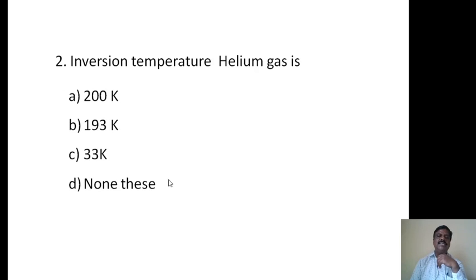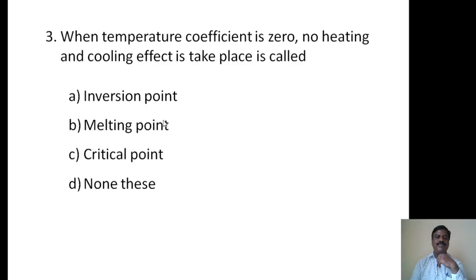The C option is the right option for this question, because the inversion temperature of helium is 33 Kelvin, whereas 193 is for hydrogen. Therefore C option is the right answer for this question.